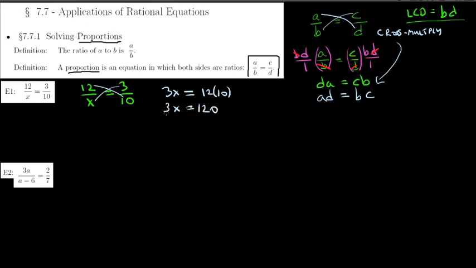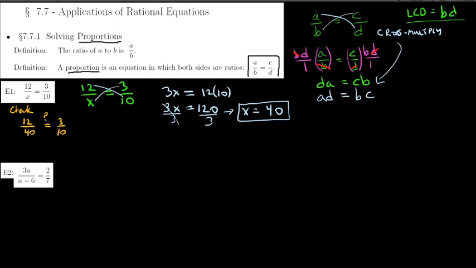Now, to solve for x, we just divide both sides by 3. 3 divided by 3 is 1, so we get x equals 120 divided by 3, which is 40. And so that's the solution to this equation. Don't forget to check, it might be helpful to check. If we replace x with 40, we get 12 over 40. So the question is, does that equal 3 over 10?